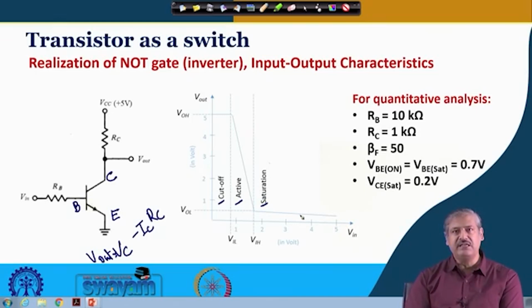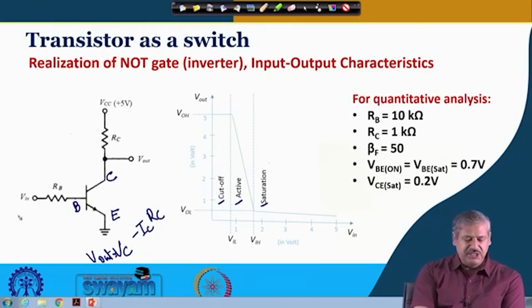Any voltage higher than that at the input side, it will move into saturation. Is it clear? Let me repeat once more. From VIL, when the transistor starts conducting, which is in the active region, gradually with increase in Vin, base current increases, corresponding collector current increases, Vout starts falling, it continues up to a level when it enters the saturation.